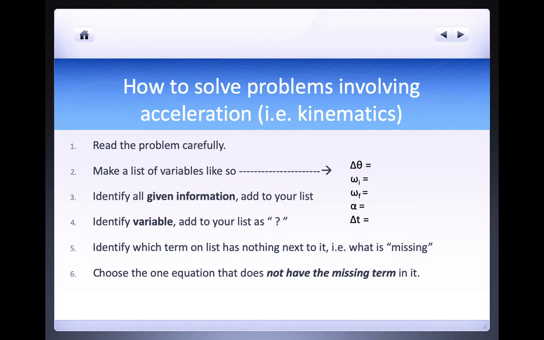You're going to cross that off, and then you're going to choose the equation that does not have whatever the missing term is. So if I have a number next to everything except delta theta, then I'm going to have to choose the one equation that does not have delta theta in it, as an example. And then, of course, you're going to do substitution and algebra to solve.